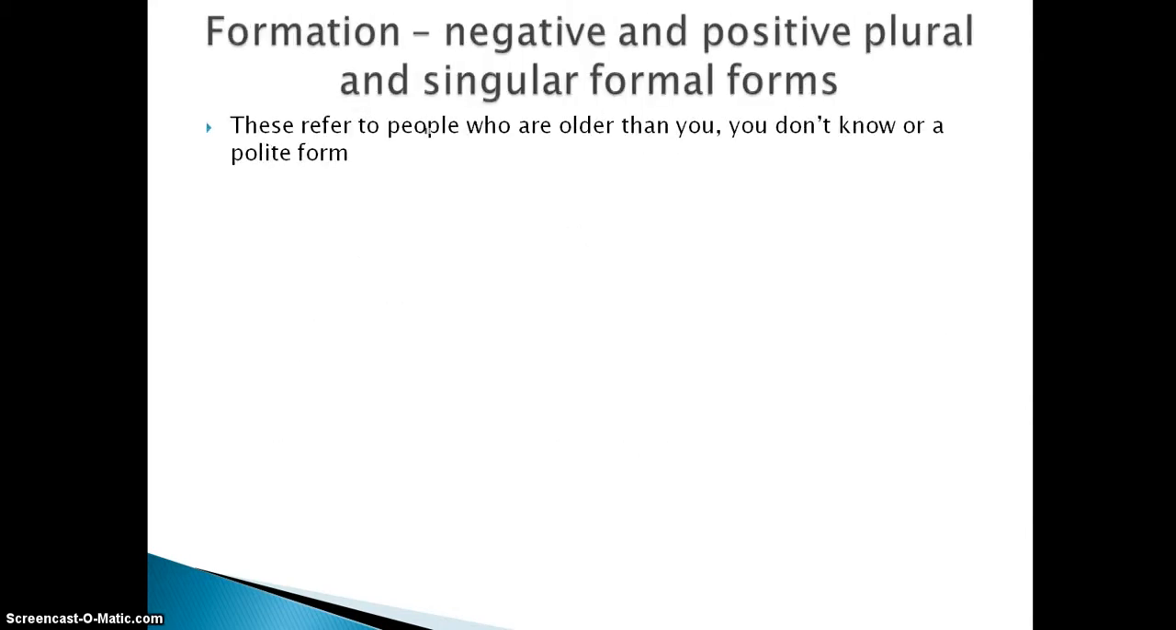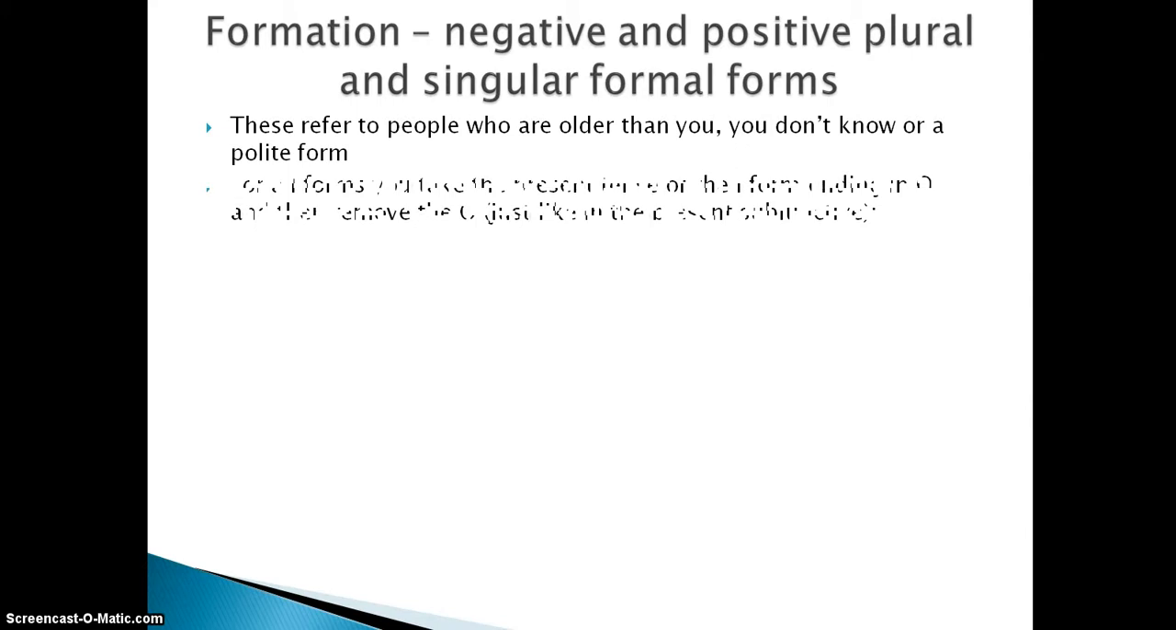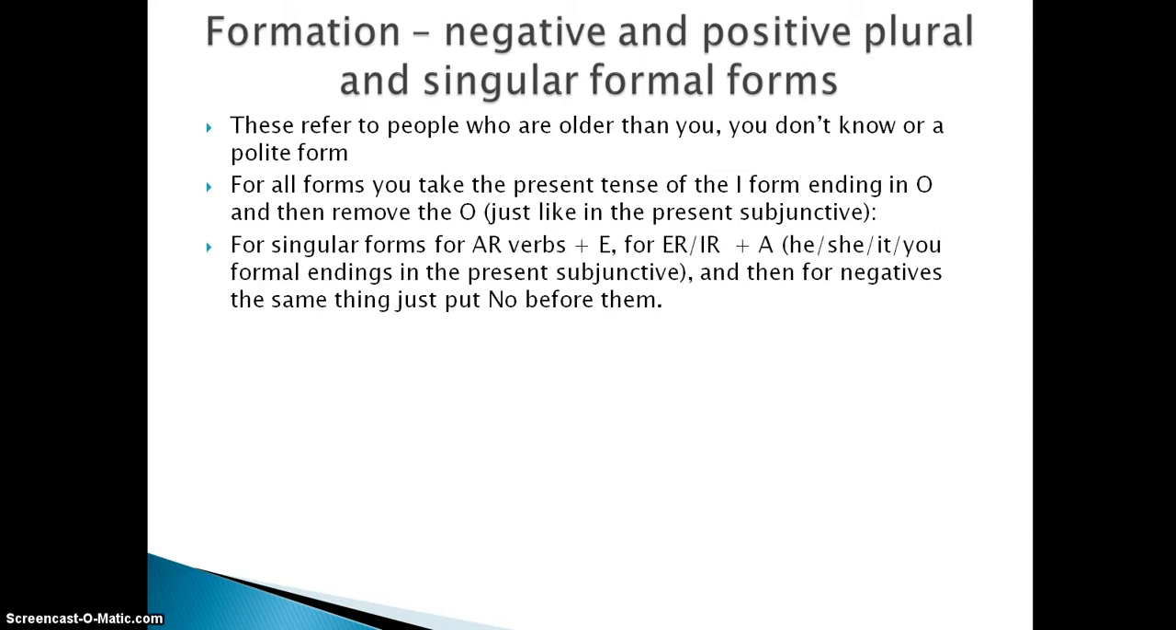Okay, so let's have a look at this one now. This is the negative and positive, plural and singular forms for the formal forms. Now I've put them all together because they're formed in almost the same way. So these refer to people who are older than you, people you don't know, and it's a polite form. So again, if you know subjunctive, this will be quite easy. So all forms, you take the present tense in the I form, you remove the O. So this is negative and positive, so whether you put no or don't put the no before it. And for the singular forms, and if you know the subjunctive, this will be fairly easy. If not, just learn this rule.